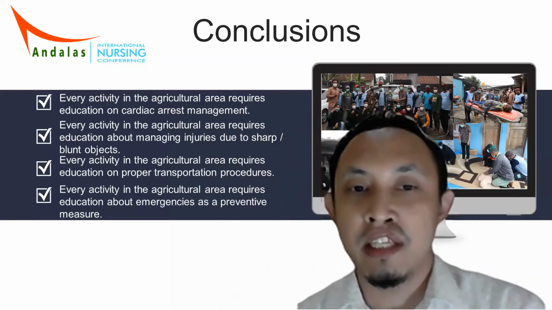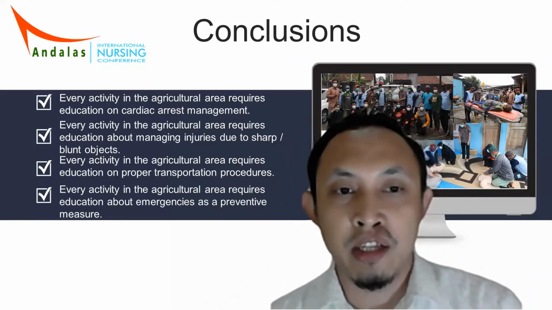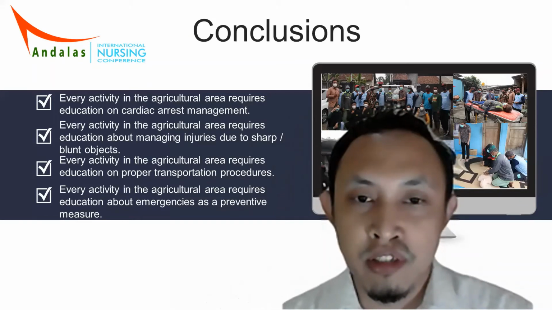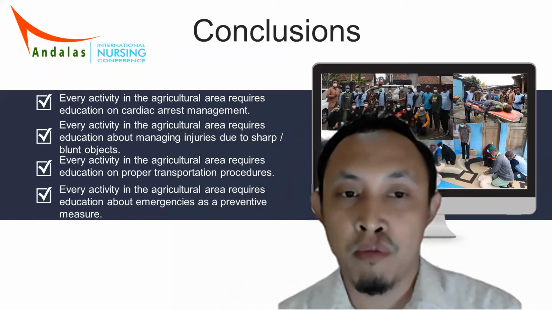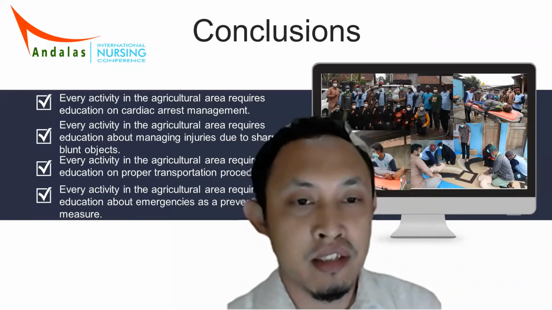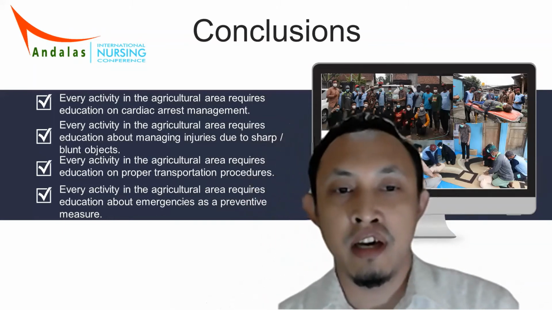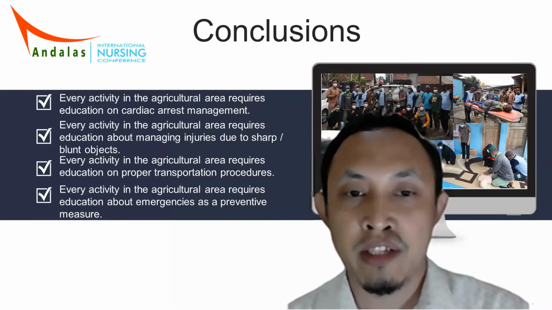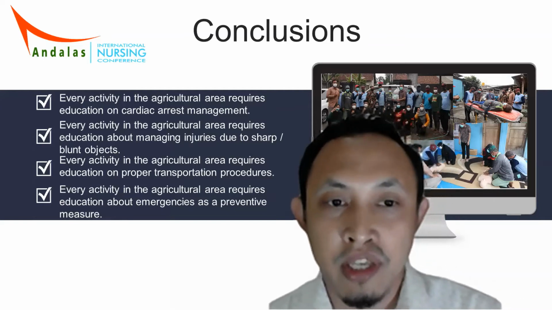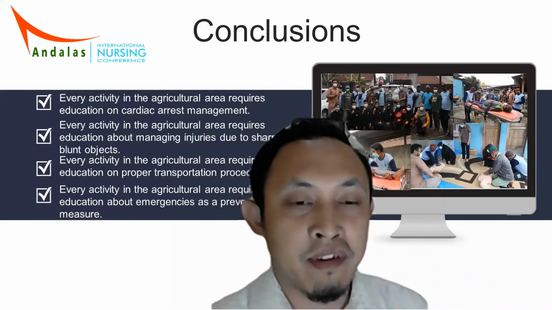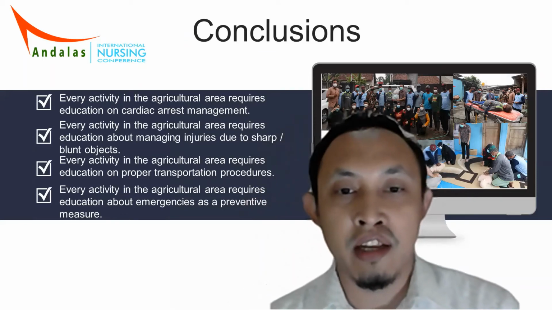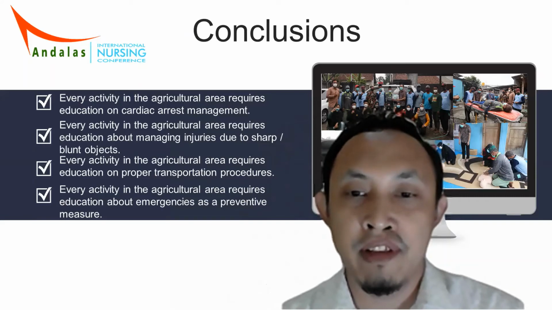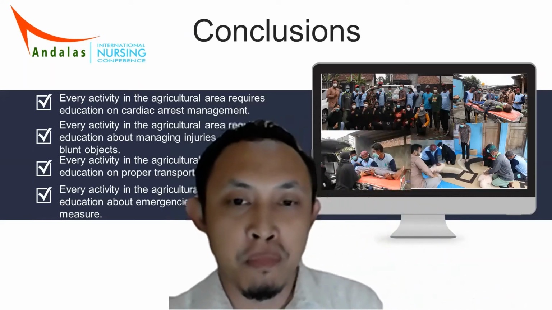Every activity in the agricultural area requires education about managing injuries due to sharp or blunt objects. And the third is that every activity in the agricultural area requires education on proper transportation procedures. And the fourth, every activity in the agricultural area requires education about emergencies as a preventive measure.